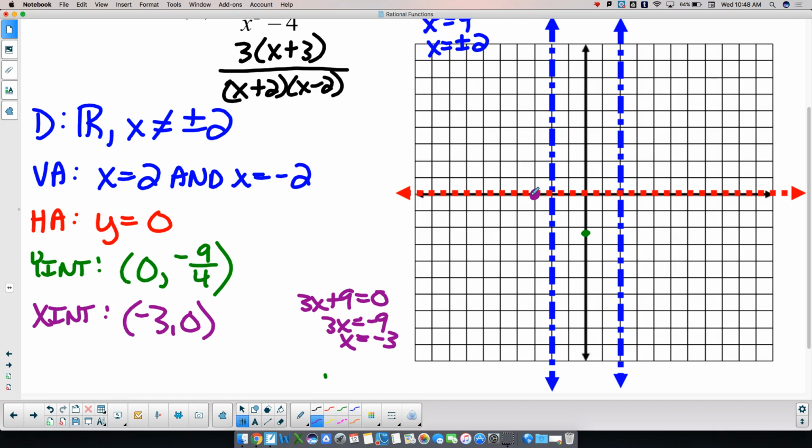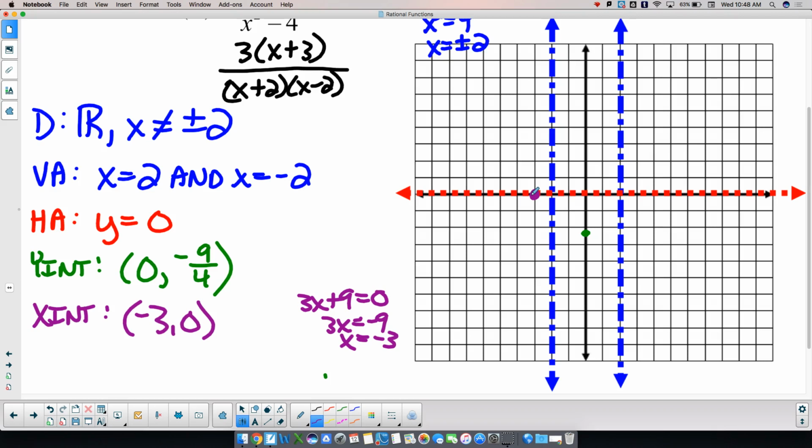Now, the question is, can we have an intercept on a horizontal asymptote? Yes, we can. Can't have it on a slant, can't have it on a vertical, but yes, on a horizontal we can. We can cross over a horizontal.